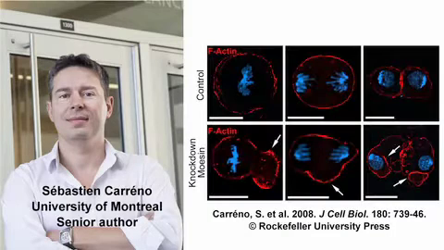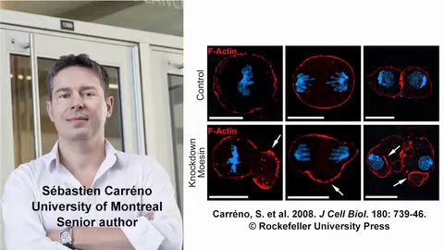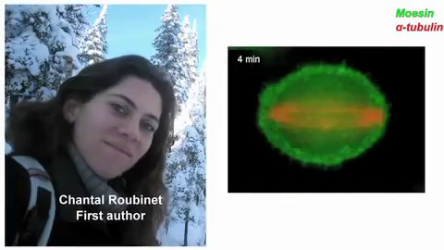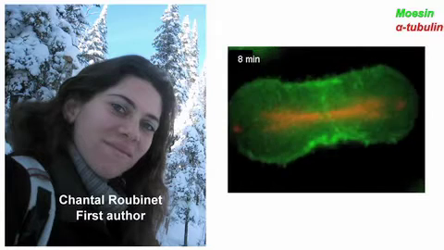In 2008, when I was a postdoc, I found that Moesin was important for cortical stability during cell division and for cell rounding at metaphase entry. Then after, when I started my lab, we decided to study how Moesin was regulated during cell division. Moesin is the only member of the ERM family present in Drosophila.